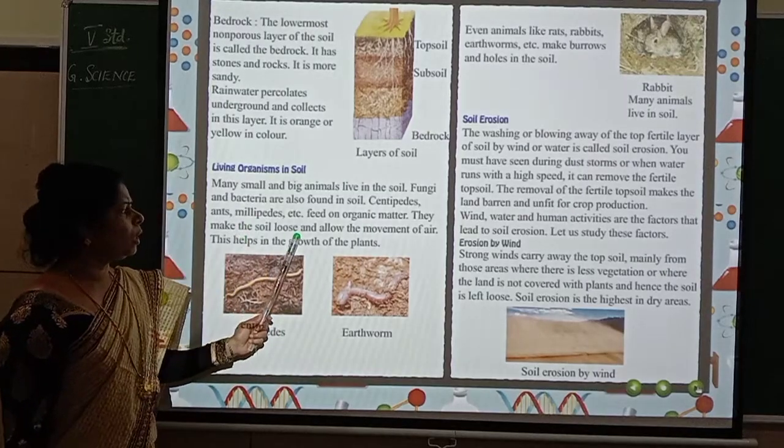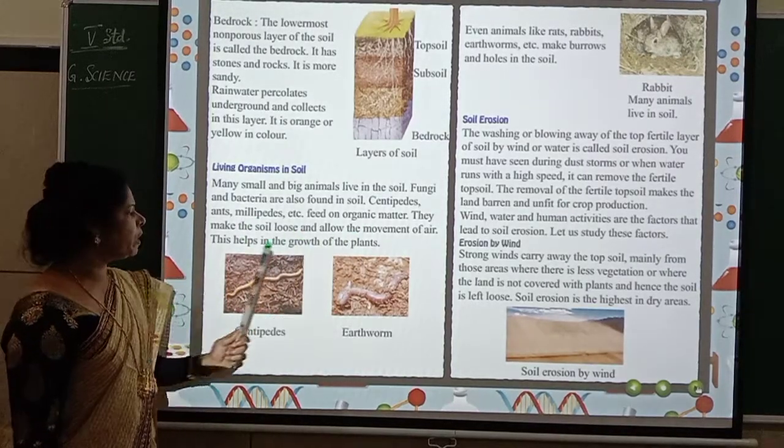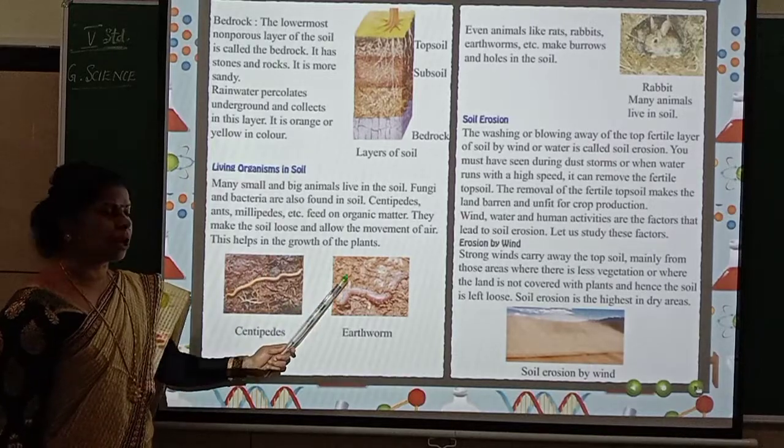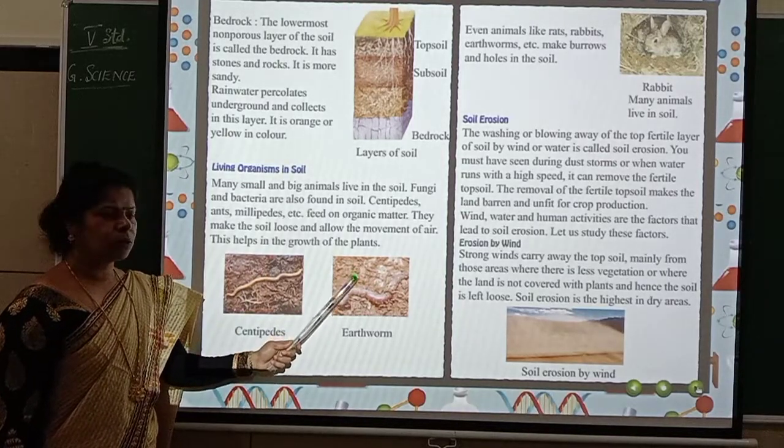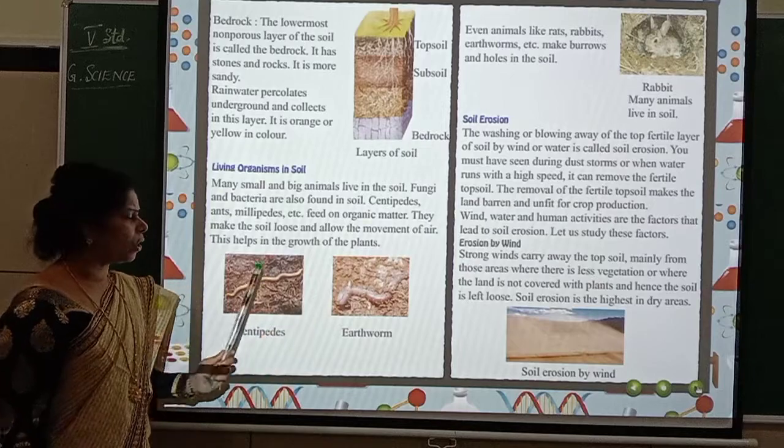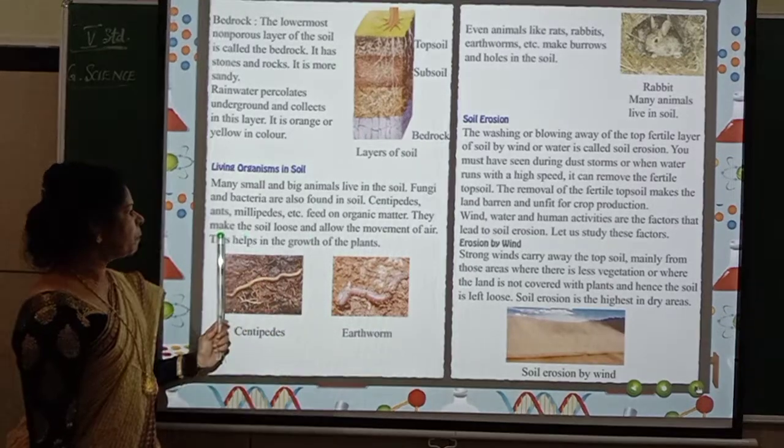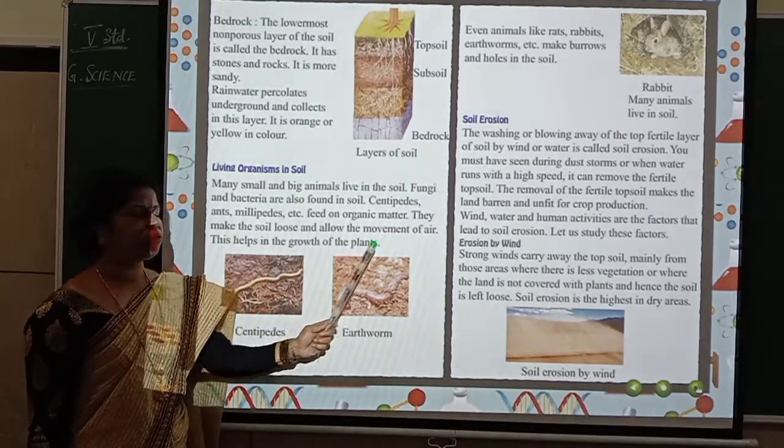They make the soil loose and allow the movement of air. So what happens? They are making the soil very loose. Once it is loose, what happens? The air will pass through this soil. Understood? So they make the soil loose and allow the movement of air.